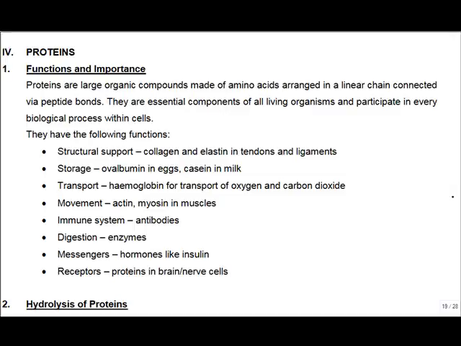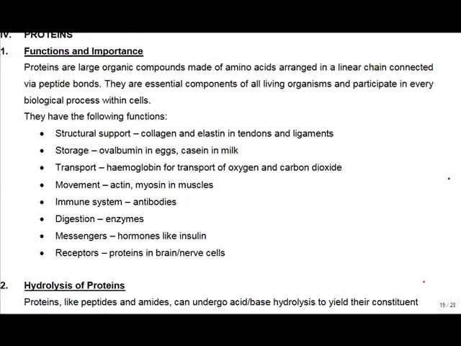The main functions of proteins are stated below, mainly structural support, storage, transport, movement, immune system, digestion, messengers, as well as receptors. You are required to list down all these functions if they are being asked in exams. To find out more about the various properties of these proteins, please take a look at the video below.